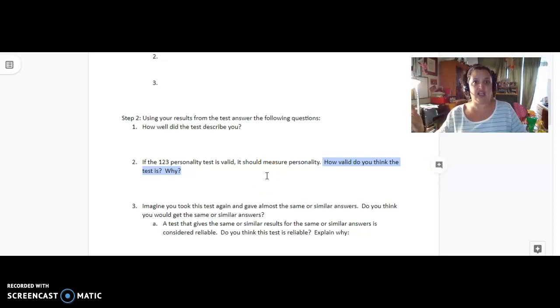Did it measure personality? If you're saying yes, it measured personality, then the answer is yes, it's valid. But if you're thinking, no, this didn't seem to measure personality, maybe it measured anxiety, maybe it measured math skills, then that would be invalid. You would say, no, it's not valid because it measured something different than what it claimed to measure. So when you're answering number 2, don't look at the results of the test. This is not about how much you liked them. It's about whether or not the test actually measured what it said it would measure.